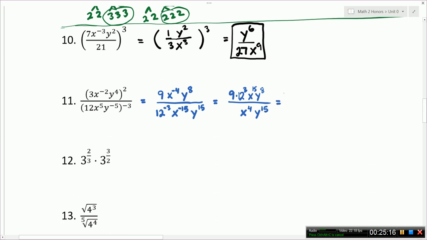So 9 times 12 to the third power. So first figure out what 12 to the third power is. And that's 1728. And then multiply that with 9. And we get a big number. We get 15,552.